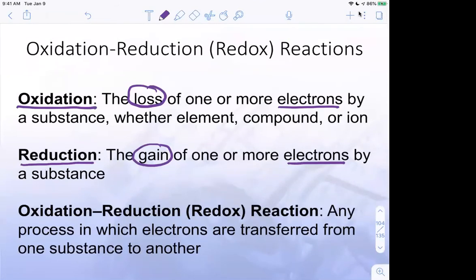Now, this must happen together. So anytime I have oxidation, I have to have reduction. So I have these two processes going on. So the whole thing is called an oxidation reduction reaction, or more commonly, because chemists are inherently lazy, redox.